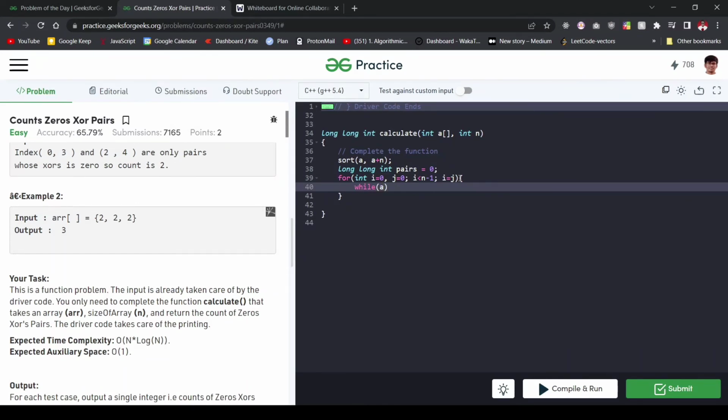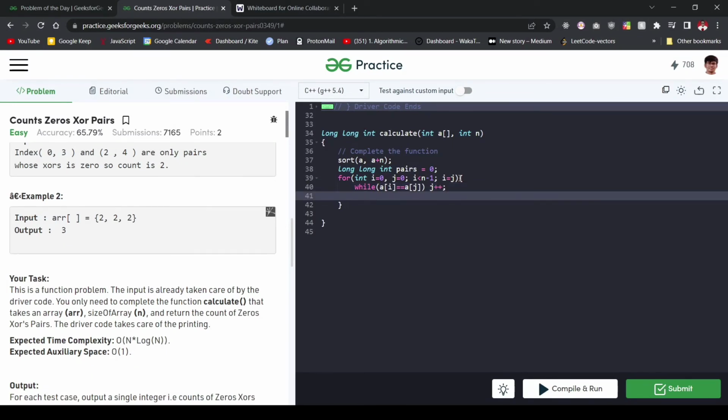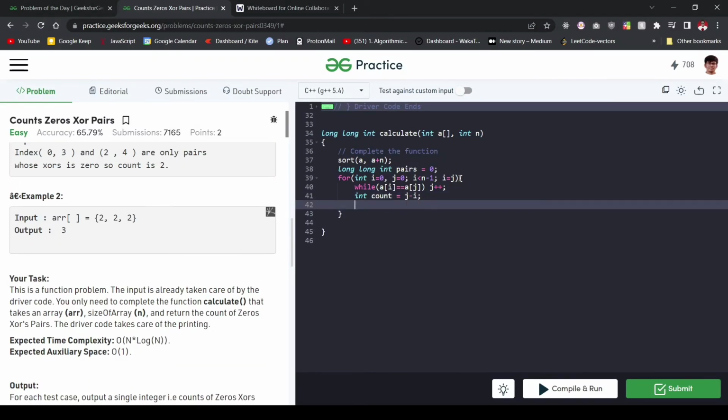So now we'll be comparing array of i with array of j, and if they are both equal, we'll keep on incrementing our j till we reach a point where our array of j is not equal to array of i. And if that is the case, then we'll simply count such similar elements, and that would be by subtracting i from j. After finding the count, we'll add it on to our number of pairs, and we'll use the formula count times count minus 1 by 2. Now after this, we can simply return the pairs.